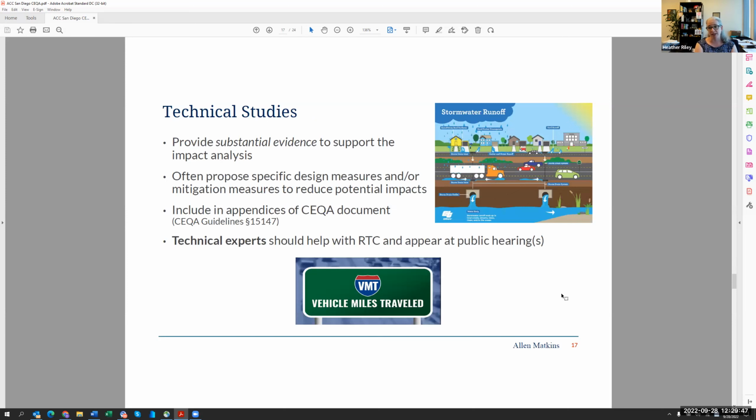Another important part of CEQA is technical studies. I am not a scientist. I am married to a scientist. I have hardly ever an ability to understand what he's talking about. The last science class I took was in college when they made me for my history degree. I view myself as a translator between the technical experts who are really good at their jobs and the decision makers and the general public.